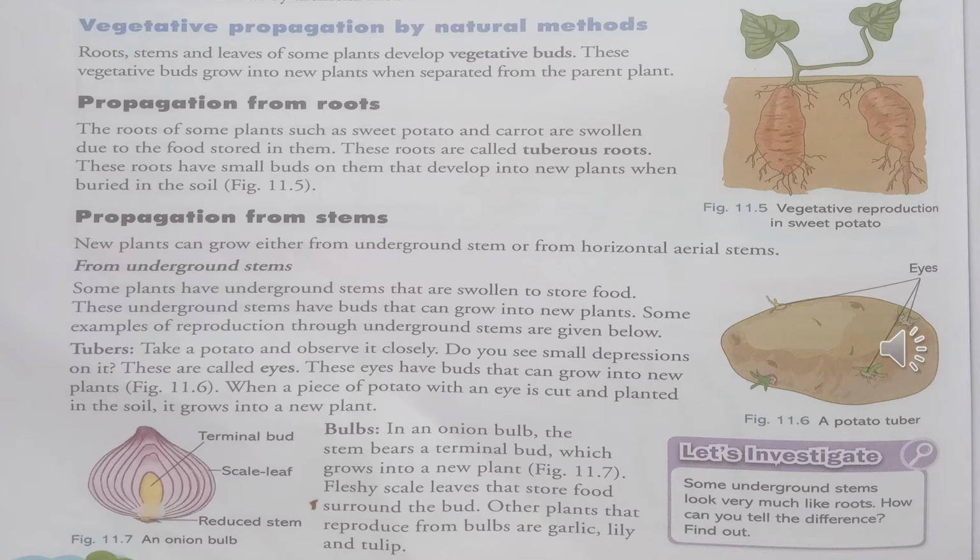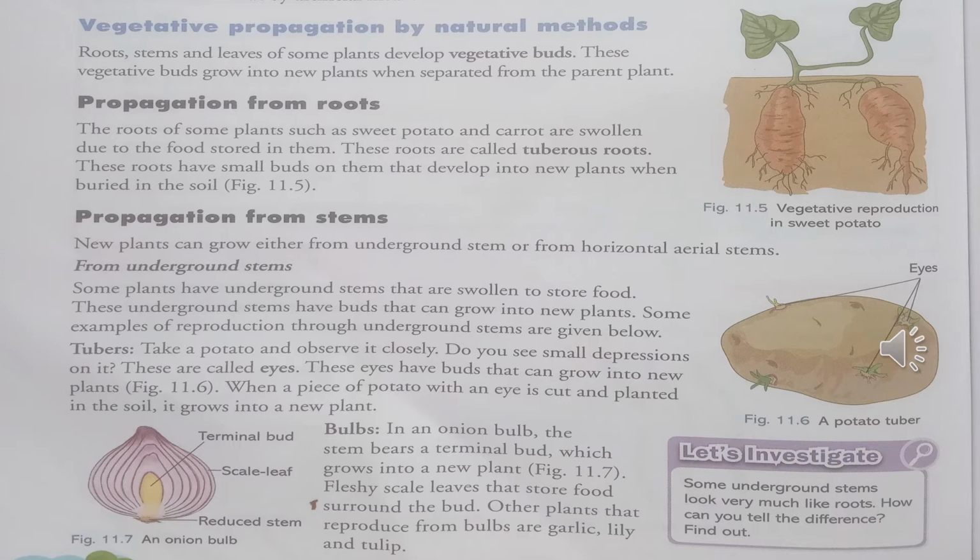Today we are going to discuss another type of asexual reproduction, which is called vegetative propagation by natural method. Vegetative propagation can be done naturally and can also be done manually. It is also a type of asexual reproduction where only a single parent is involved.